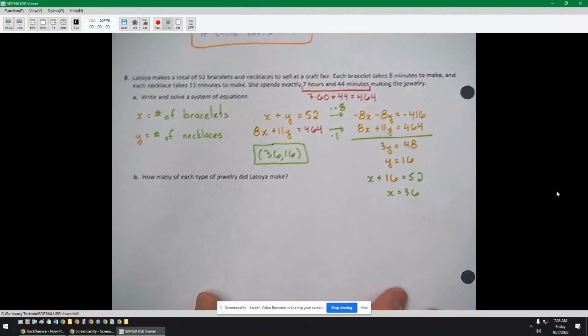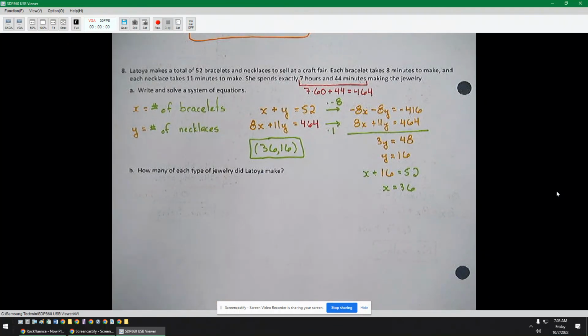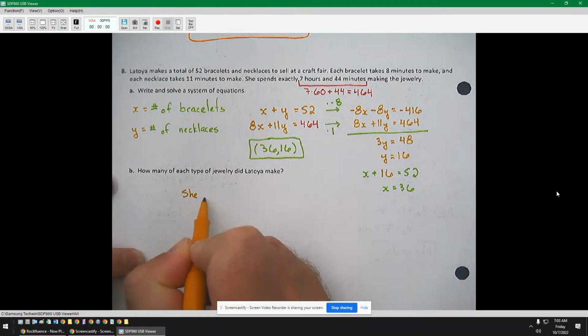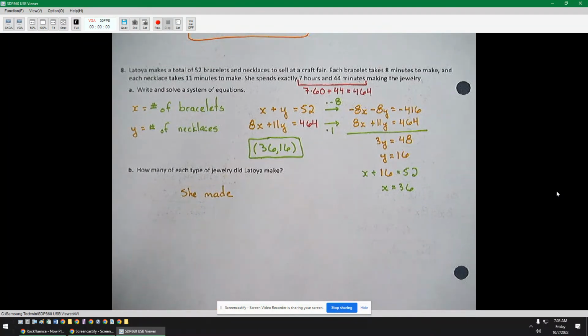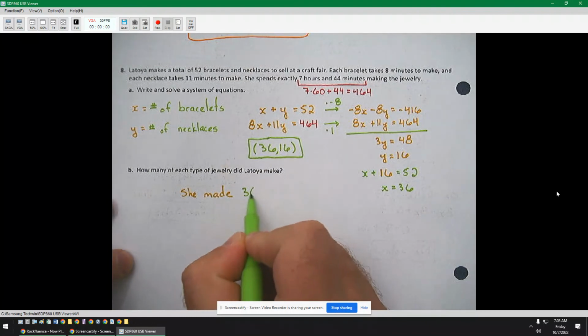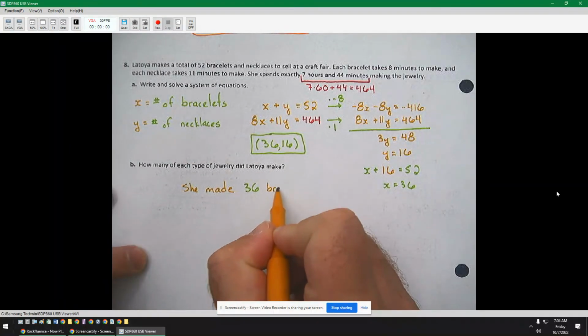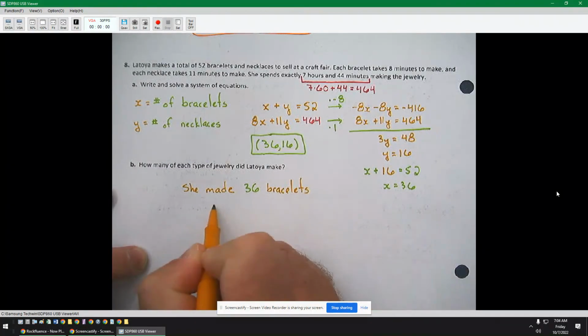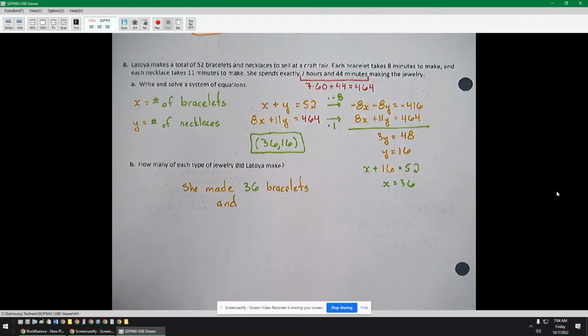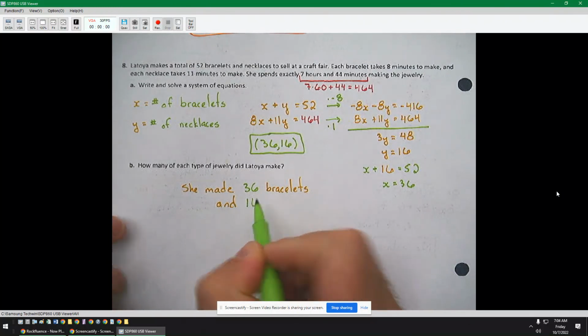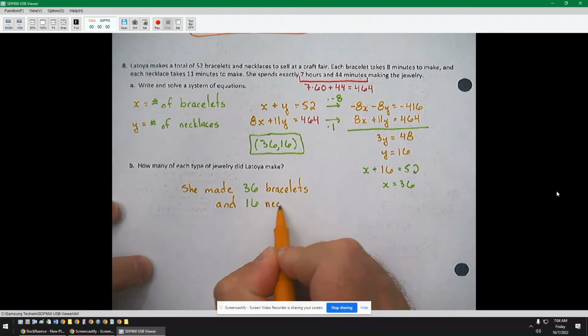Okay, so now it's time to answer the question in terms of the story. What makes sense for this story? How many of each type of jewelry did Latoya make? That makes sense as a question. 36, 16 doesn't really make sense as an answer. So we would say something like, she made 36. Okay, 36 was the first one. That's X. X is the number of bracelets. She made 36 bracelets. And 16 is Y. Y stands for necklaces. 16 necklaces.